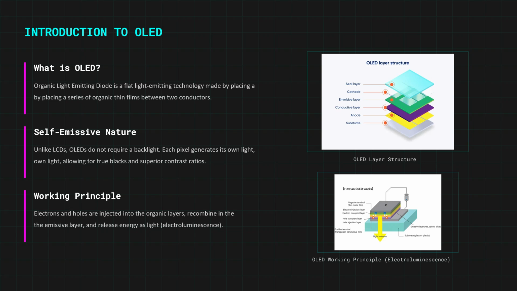The light generation process in OLEDs is based on electroluminescence. When voltage is applied, electrons from the cathode and holes from the anode move toward the emissive layer. When they recombine, energy is released in the form of visible light. Let's move to the next slide.